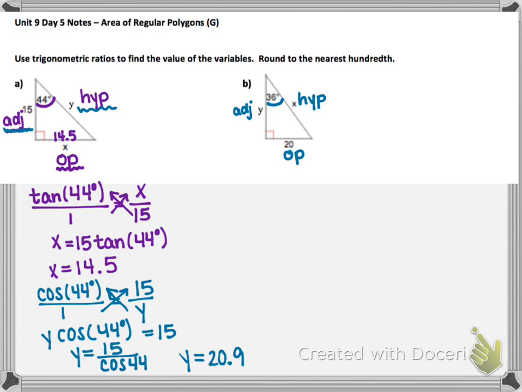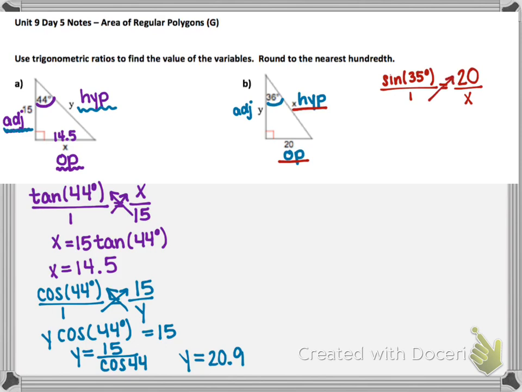So if I first wanted to go through and find x, so x is my hypotenuse. The only one I have a number for is my opposite. So opposite and hypotenuse are sine. So I'm going to have the sine of 35 degrees over 1 equals opposite over hypotenuse. So I'll have 20 over x.